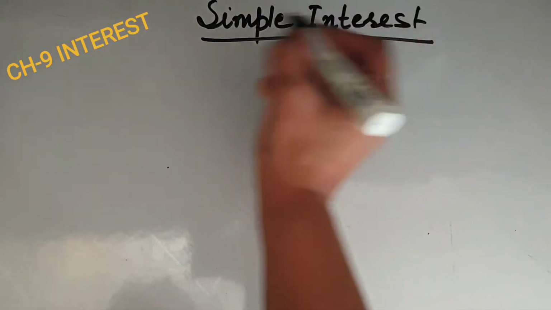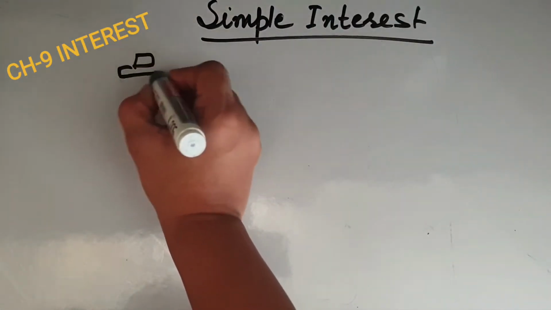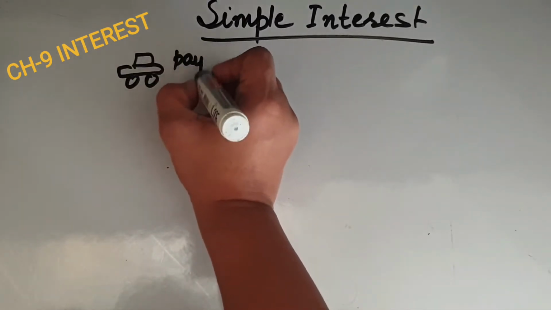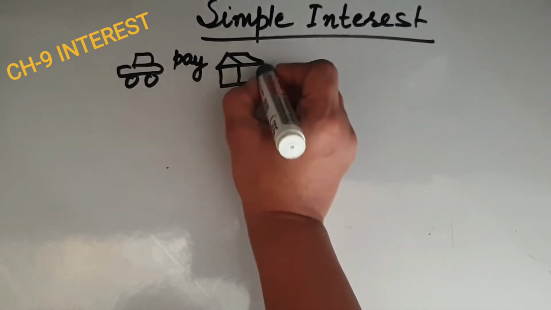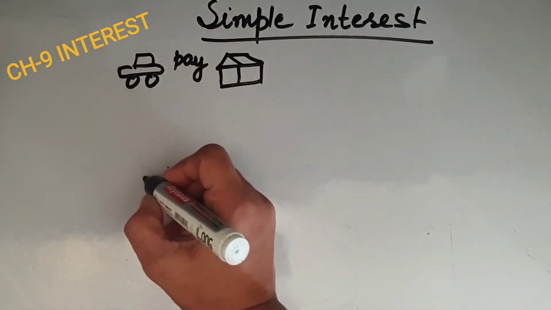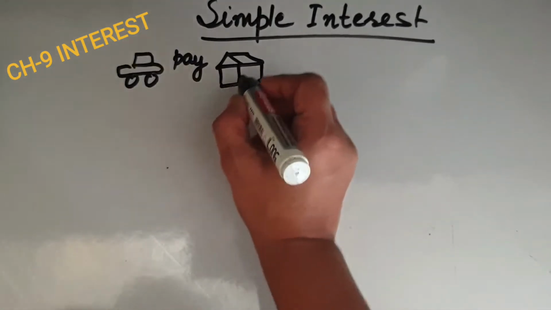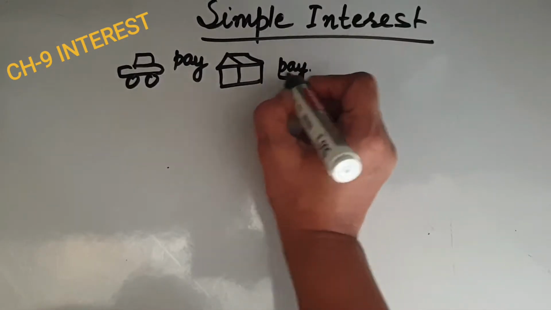What is interest? When you don't own a car, you hire a car, but you pay for it. You don't have a house, you live as a tenant in some house, then you pay for it. Is it that the money, this is not yours, but you pay for it? The money paid when you don't own it.